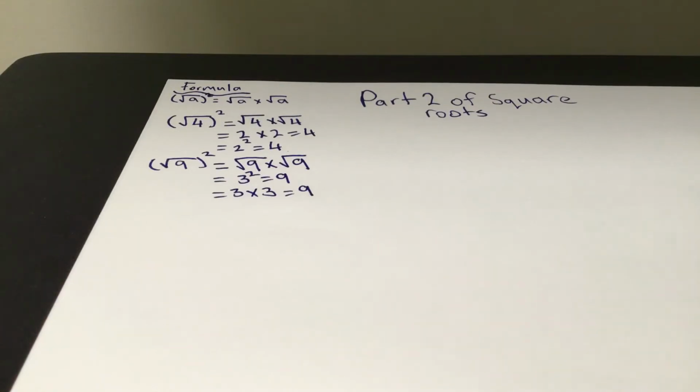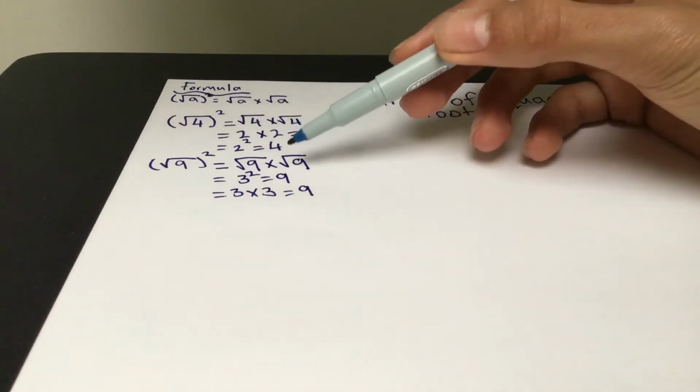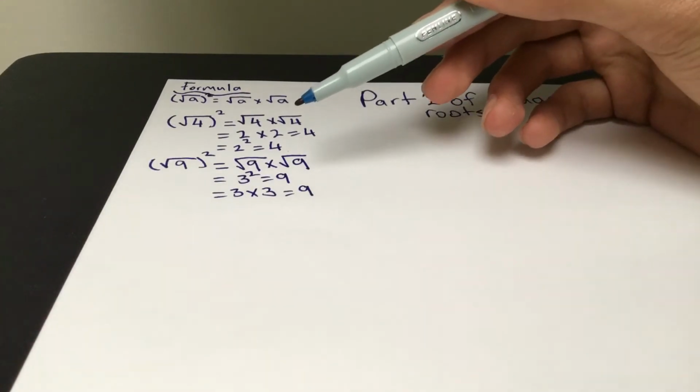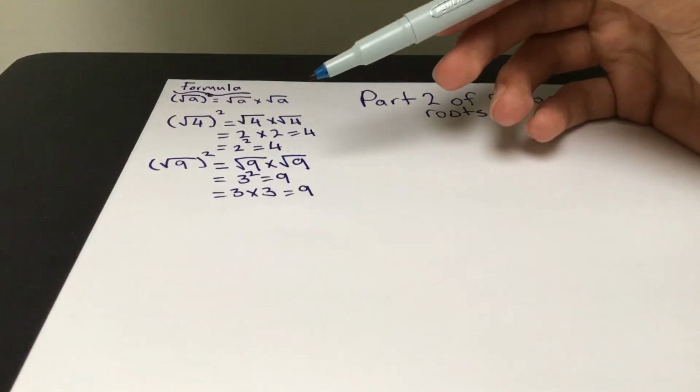Okay, as you see, square root 9 to the power of 2, I use the formula still, so I put it into two parts, square root 9 times square root 9, and we know square root 9 gives us 3, as 3 times 3 equals 9.